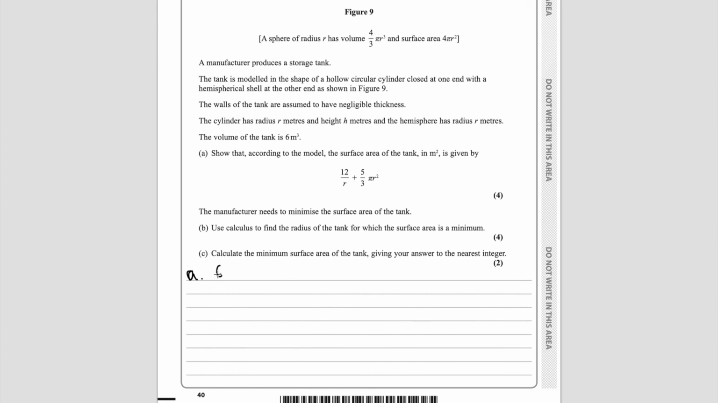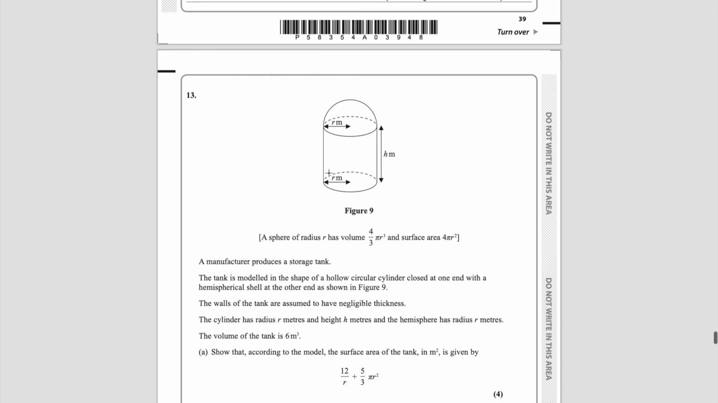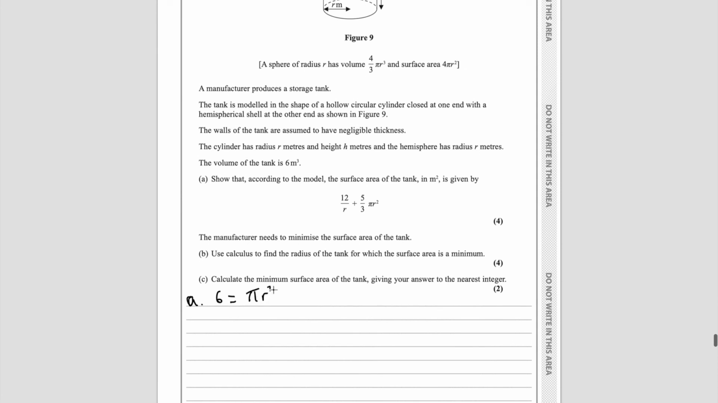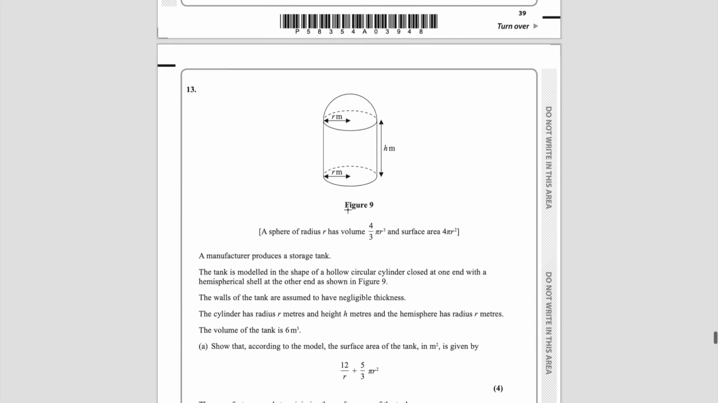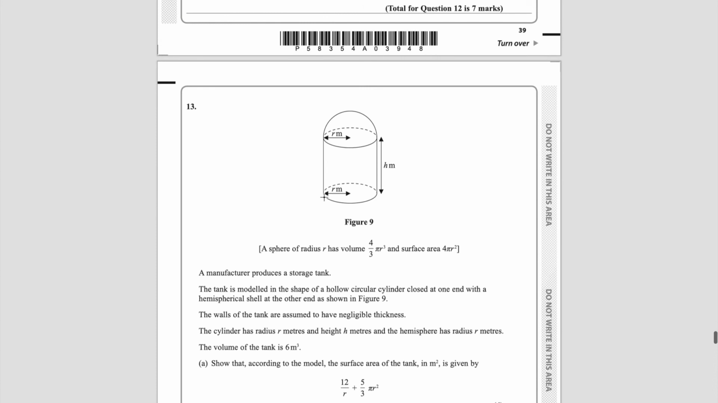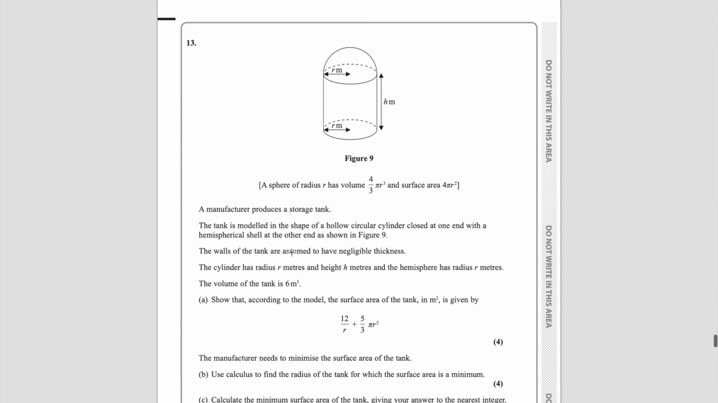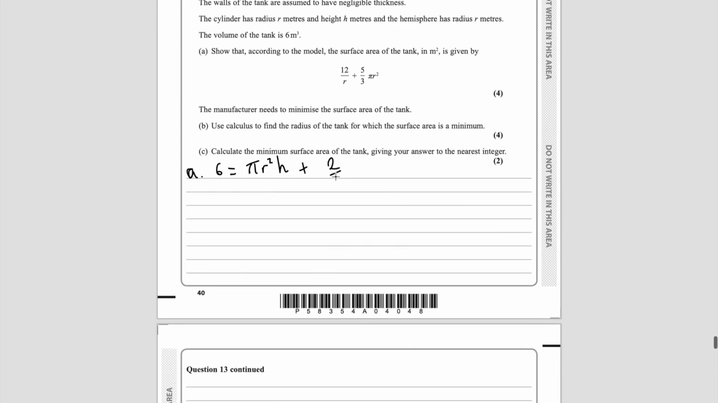So what we can do is say that 6 is going to be equal to pi r squared, which is going to be the area here, multiplied by h. That will give us the volume of this cylinder here. So we have pi r squared h, and we're going to add that to the volume of this hemisphere here. This hemisphere is going to be half the volume of the sphere, which is going to be half of 4/3 pi r cubed, and that's going to be a grand total of 2/3 pi r cubed. And we're going to add that to pi r squared h in order to give us 6.